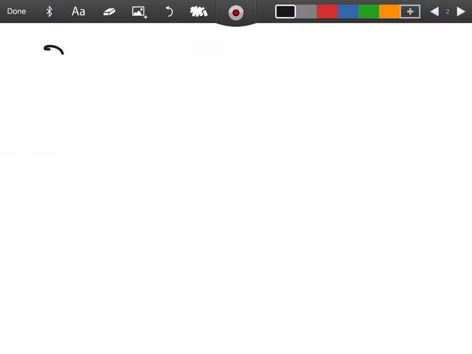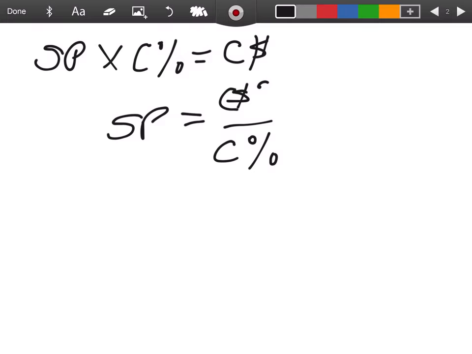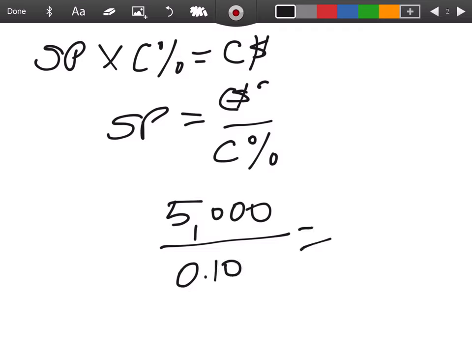Now, using that same equation, sales price times the commission percent equals the commission dollars, we can actually figure the sales price. The sales price is the commission dollars, move that over, divided by the commission percent. So if I told you that I earned $5,000 and I charged a 10% commission, then it would be real easy to see that that is a $50,000 sales price. That would be the second method or equation they could ask. It's the commission dollars divided by the commission percentage.